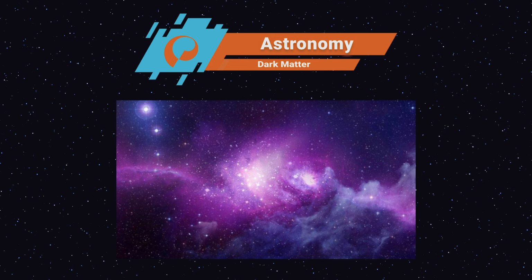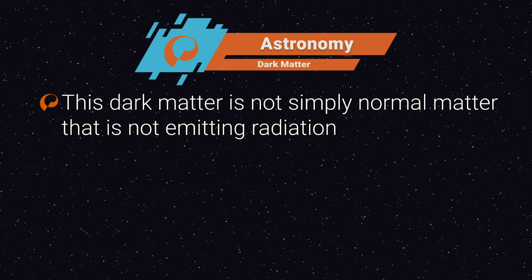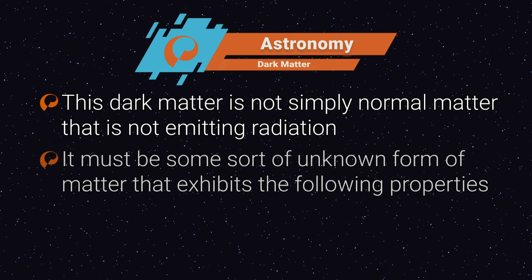Current best measurements indicate that the energy and mass in the present-day universe is divided into 68% dark energy, 27% dark matter, and 5% normal matter. The rotational curves of observed galaxies require that more matter be present than is observable as luminous, normal matter. This dark matter is not simply normal matter that is not emitting radiation. It must be some sort of unknown form of matter that exhibits the following properties.